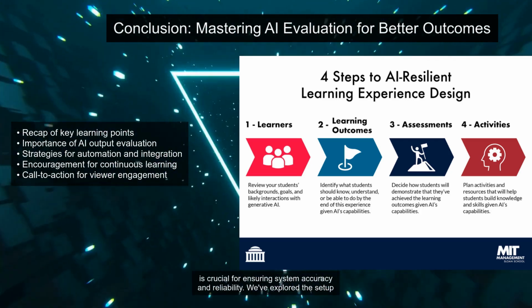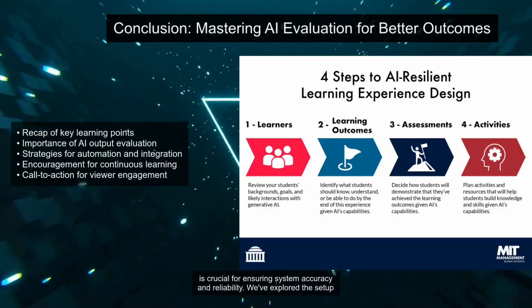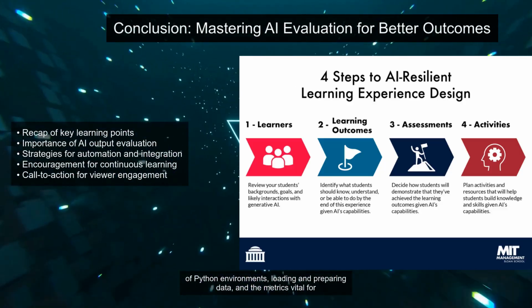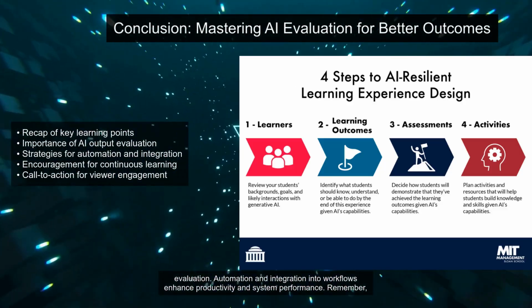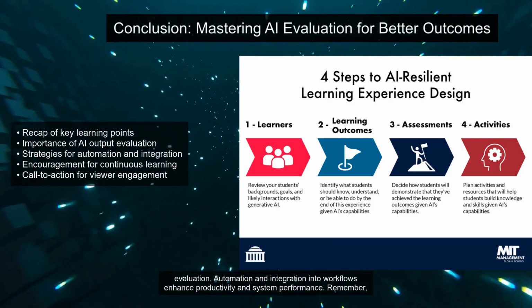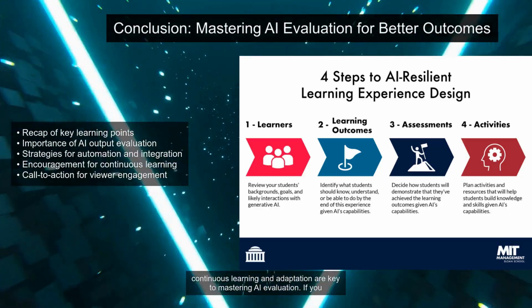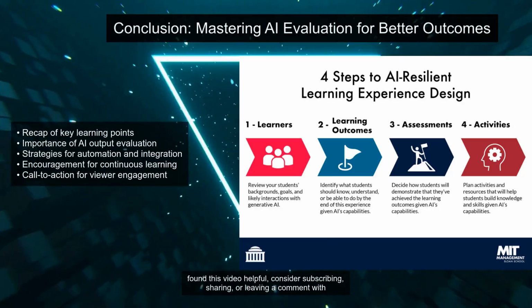As we wrap up, let's recap what we've covered. Evaluating AI-generated text is crucial for ensuring system accuracy and reliability. We've explored the setup of Python environments, loading and preparing data, and the metrics vital for evaluation. Automation and integration into workflows enhance productivity and system performance. Remember, continuous learning and adaptation are key to mastering AI evaluation.